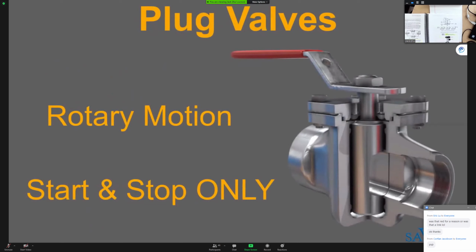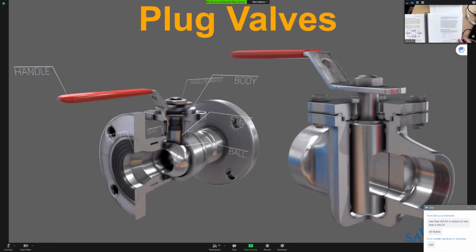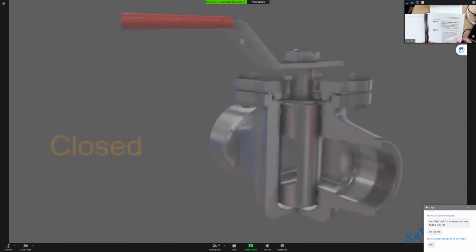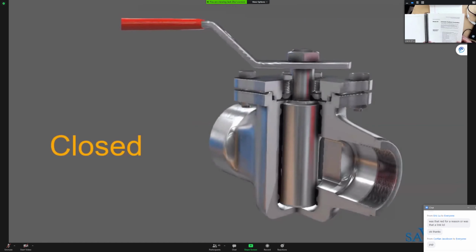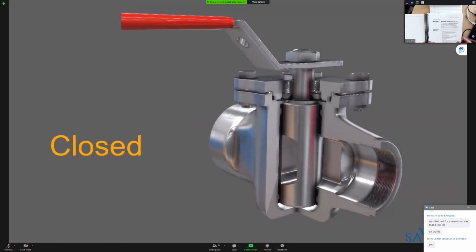A plug valve is a rotary motion valve used to start or stop flow. The name is derived from the shape of the disc, which resembles a plug. The design is very similar to a ball valve, although the shape of the disc is different. In the open position, the passage in the plug lines up with the inlet and outlet ports of the valve body. When the plug is turned 90 degrees from the open position, the solid part of the plug blocks the ports and stops flow.